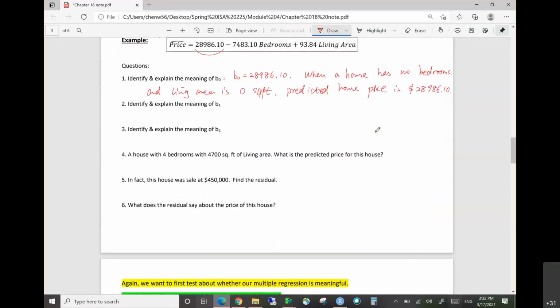So remember, when we interpret the intercept, we always need to tell whether this interpretation makes sense or doesn't make sense in our real life, right? So does any house have no room and no living area? It is not possible, right? So in this case, we say it doesn't have the practical meaning. All right, so that will be the interpretation for the B0.